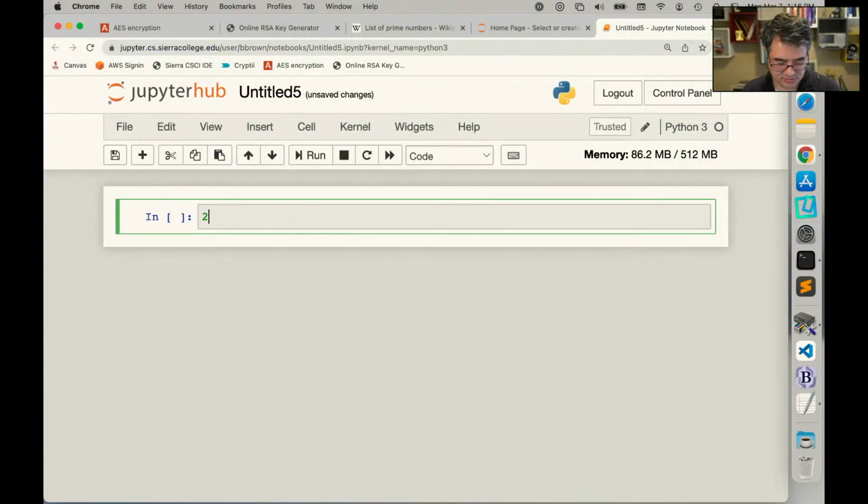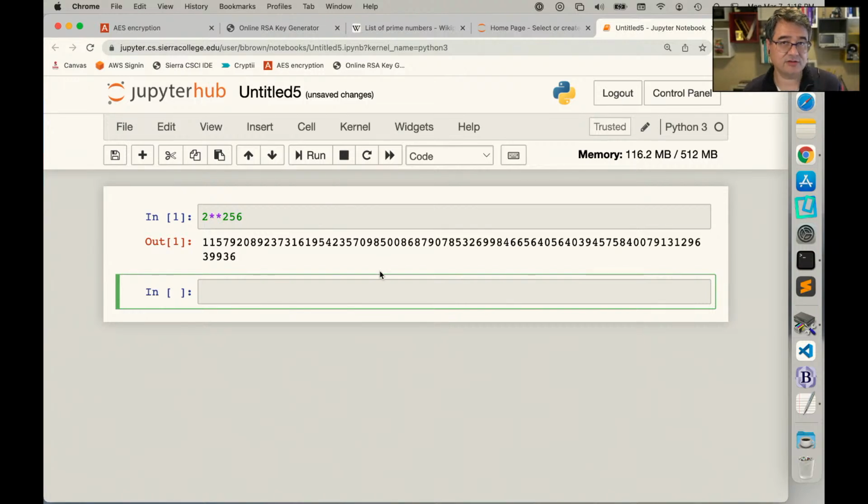So 2 to the 256. Well, that doesn't look so bad. I mean, it's a big number, but it's not like a gigantic number. But still, that's the number of combinations in 2 to the 256. That's the number of 256-bit combinations. All we have to do is loop through all of those and try each one.